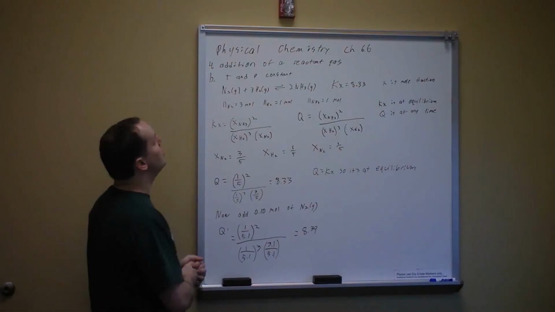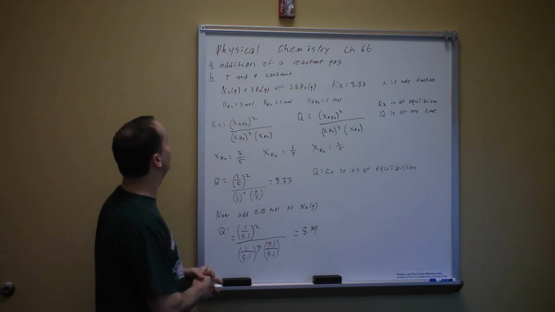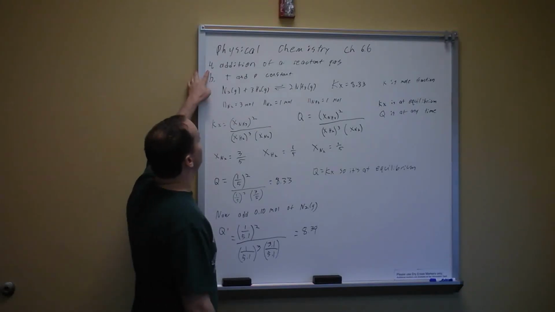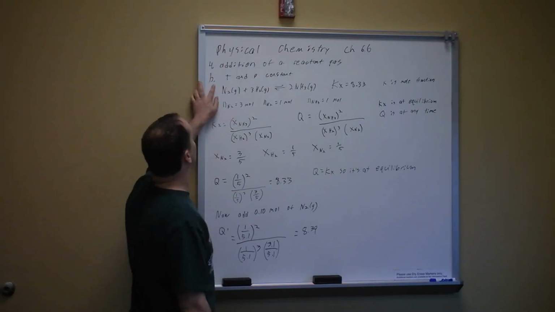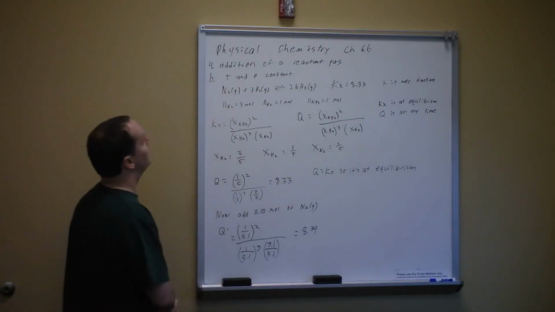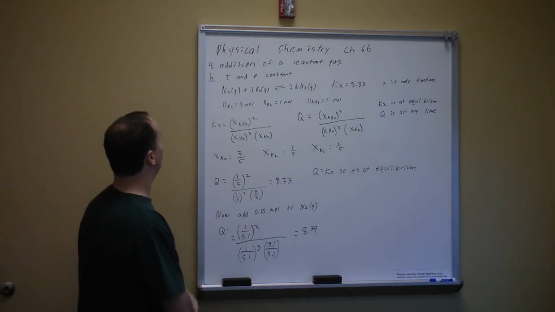Continuing on physical chemistry, chapter 6, section 6. We're getting close to the end of section 6. Now, we talk about addition of a reactant gas. What happens if we add a reactant gas at constant temperature and pressure? To understand this, we're going to work through an example.